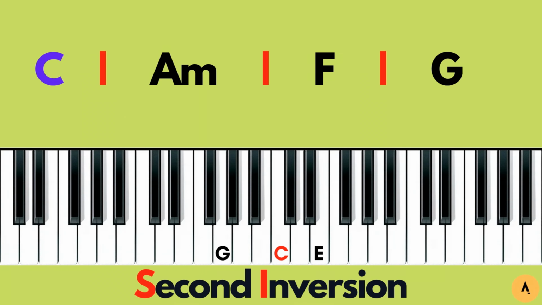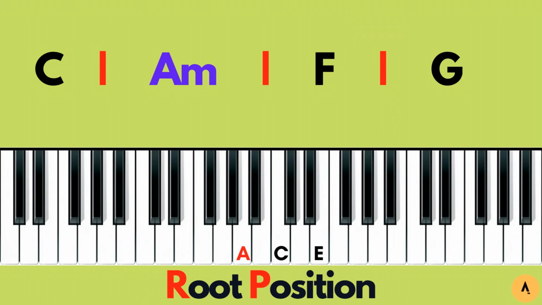Then let's move to A minor, but in root position. Here we need to only move one note, G to A, to make an A minor chord. This is the beauty of inversions. Since C major and A minor already share the notes C and E, it made things easy.